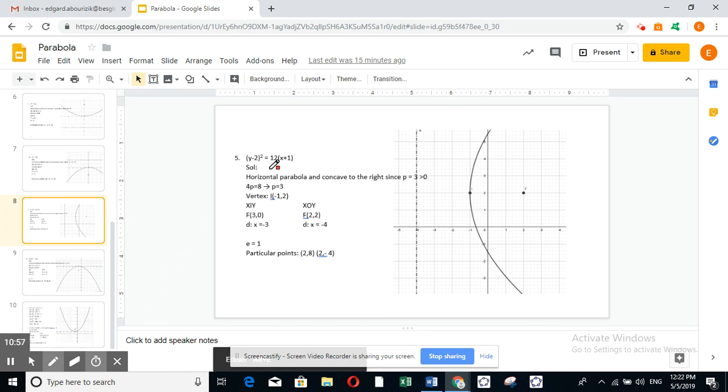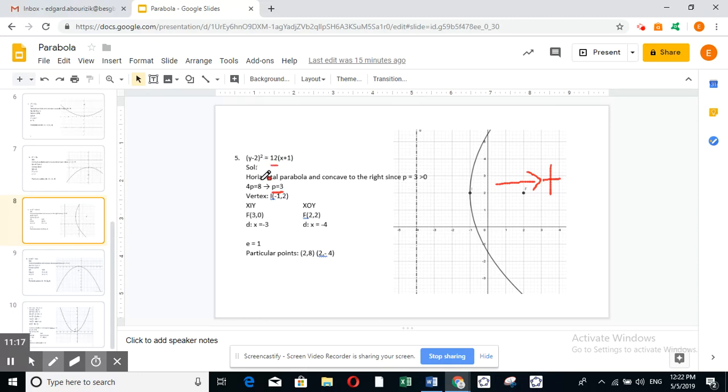So first of all, I have y squared equal, this is positive. Y squared, it's horizontal. Since p is positive, it will be concave towards positive x. This is x positive. Now, first of all, I find p. For 4p equal to 12, p is 3.